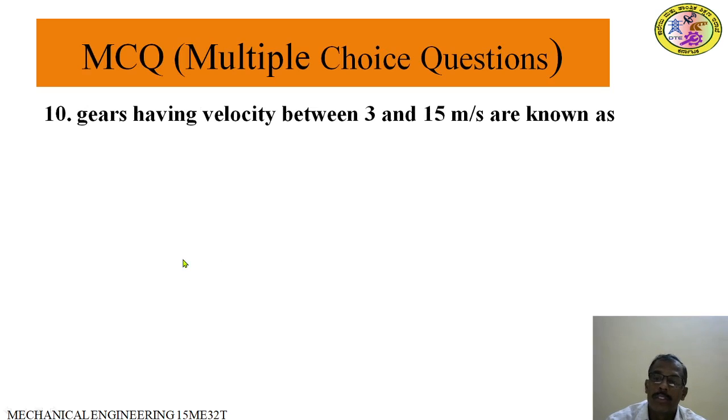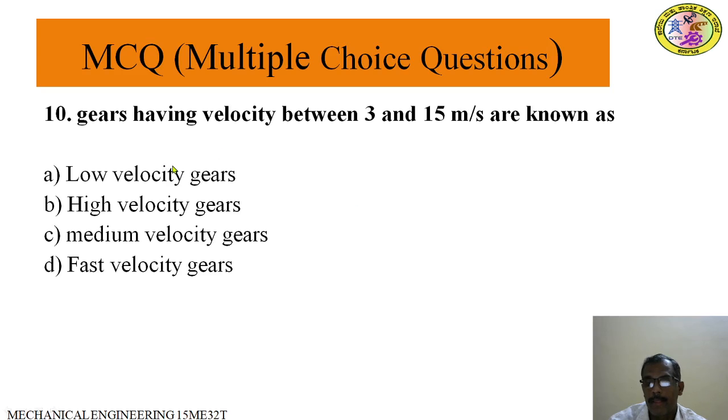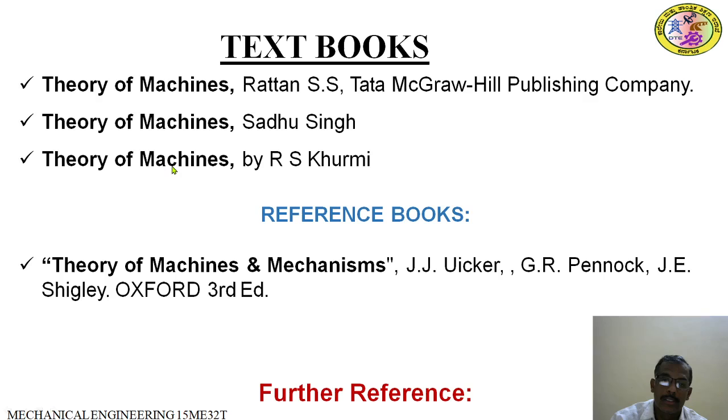Gears having velocity between 3 and 15 meter per second are known as low velocity gears, high velocity gears, medium velocity gears, fast velocity gears. The right answer is medium velocity gears.